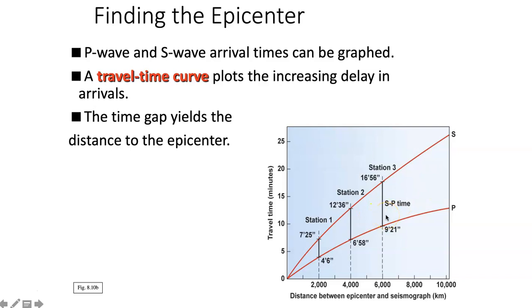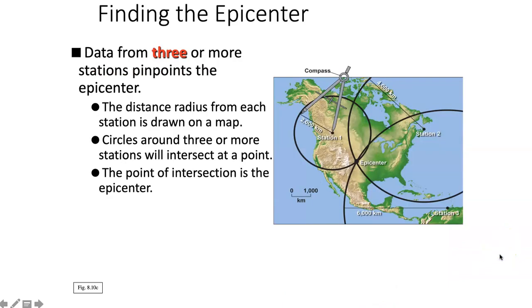Now normally, we don't know our distance. What we know is this time. And so we use the time to figure out the distance. Okay, and I'll go over that again in a minute. But once we have our distance, then we can plot on a map the radius to the epicenter.